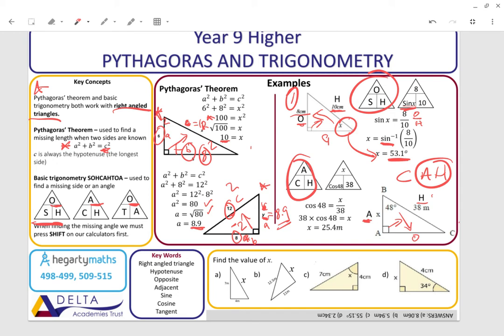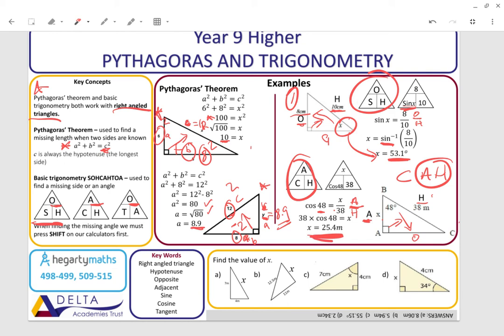So cos your angle, which is 48, equals adjacent, which is X, I don't know, over hypotenuse, which is 38. Multiply by 38 on both sides to get X on its own. So X equals 38 times cos 48, which gives you 25.4.